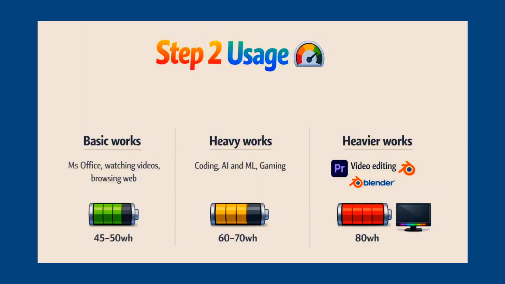In step 2, I split it into 3 sections. So from these three, you can select which suits your usage. For the people who are only going to use browsing, MS Office, or very light basic works, I would suggest you go with Intel i3 or i5 U series or AMD Ryzen 3 or 5. The generation for Intel should be at least 12. For AMD, you can at least go with 5000 series and above.